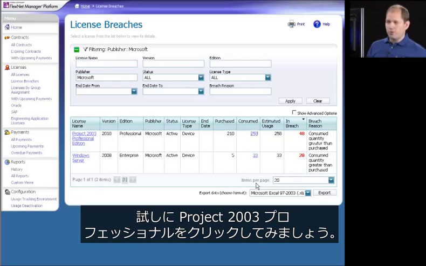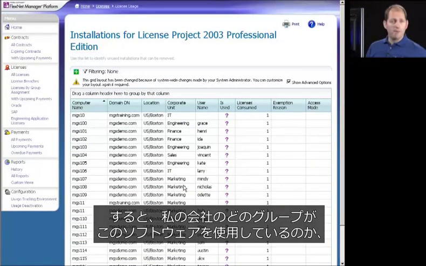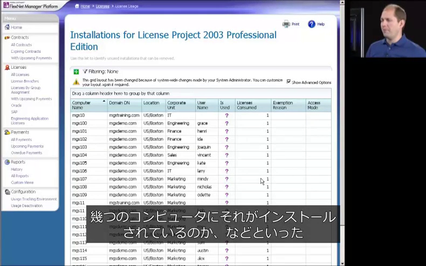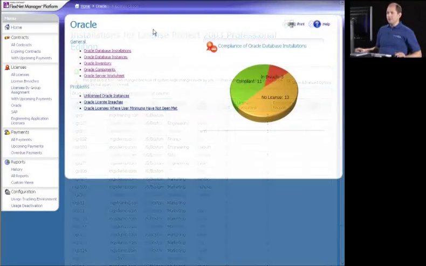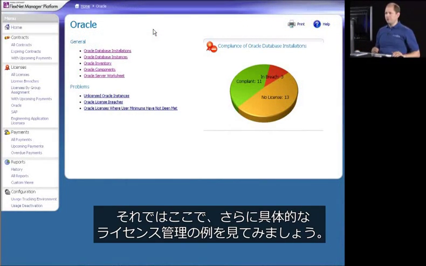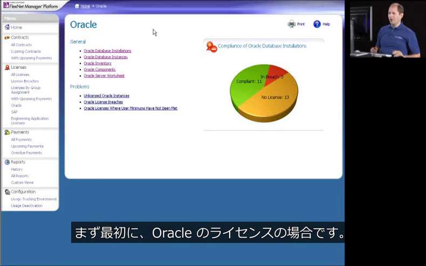I can drill down on these reports and it will show me a lot of detail about who has that software installed and which part of the company they are in and how many licenses are being consumed by those installs. So let's move into some areas of more specialized licensing. First of all, let's look at Oracle.